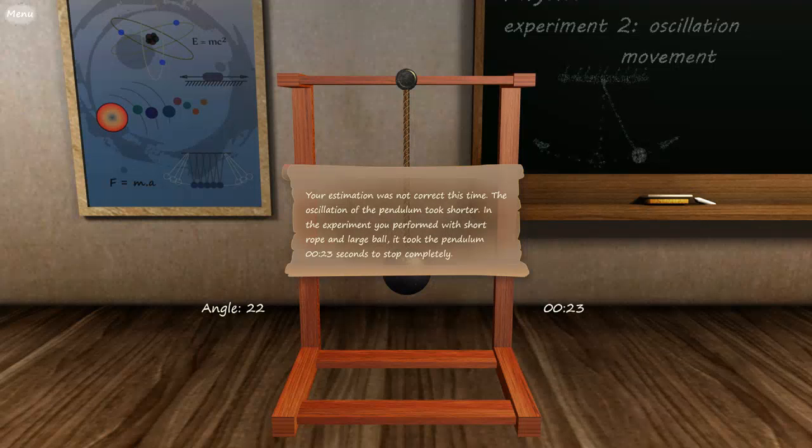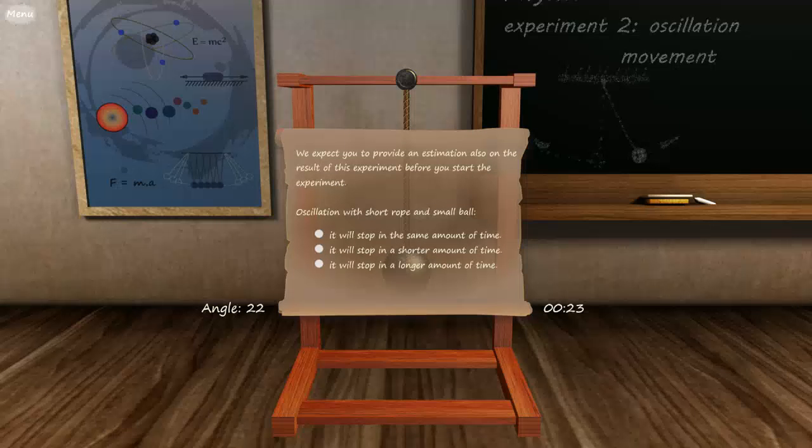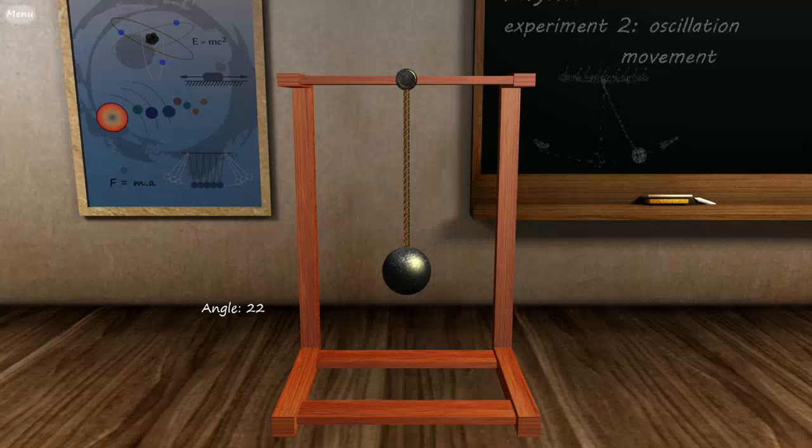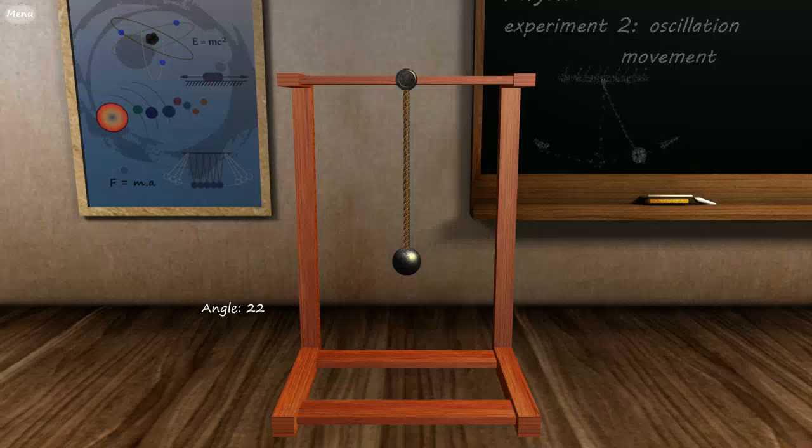I was not correct. It was shorter. So same weight, shorter rope, takes a shorter amount of time. Now they're making the weight actually smaller. What will happen? So with less mass, is it going to be shorter, longer, or the same amount of time? Same amount of time. Bam. Go to angle, click. There you go.